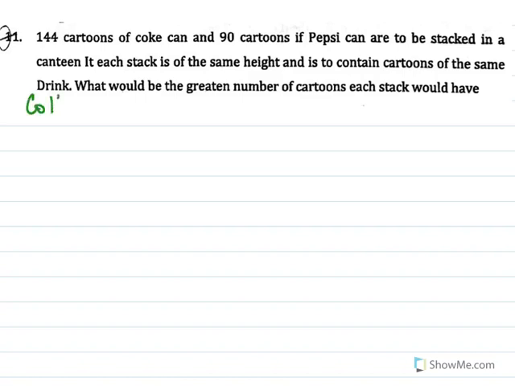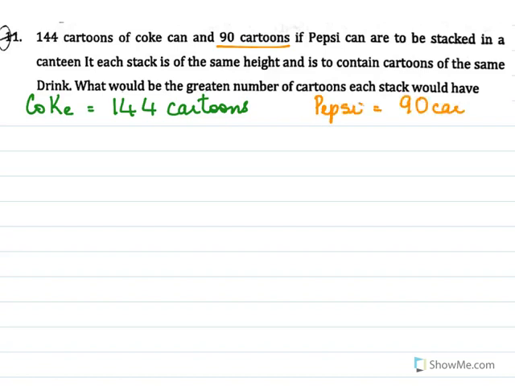144 cartons of Coke. So we have Coke, and we have 144 cartons. 90 cartons of Pepsi. Cartons are boxes. If the cartons are to be stacked in a canteen, each stack is of the same height and is to contain cartons of the same drink. What would be the greatest number of cartons each stack would have?